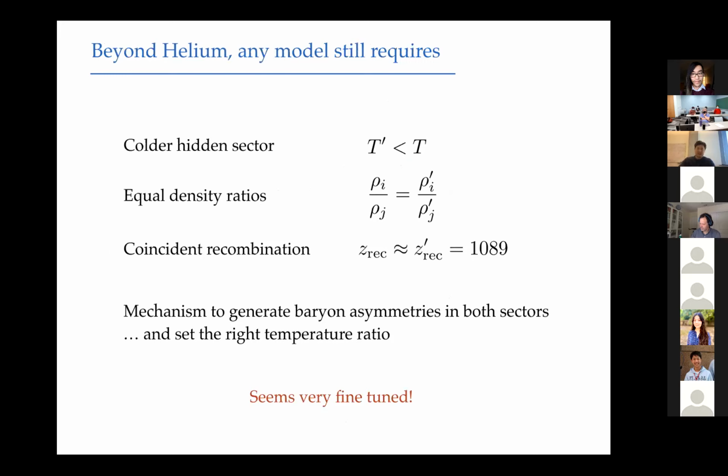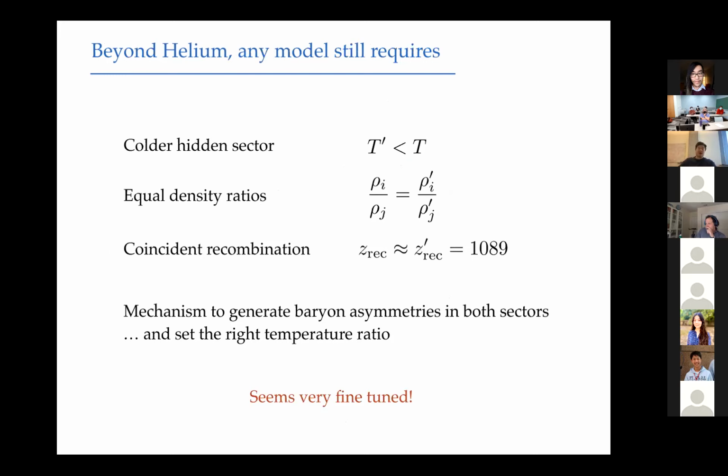But beyond the helium issue, there are just a few things that perhaps might strike us as troubling about just adding dark atoms and requiring all of these other things. So for example, we need the hidden sector to be colder, which is perhaps straightforward. It shouldn't be too hard to make sure that whatever mechanism after inflation populated both of those didn't quite put them at the same temperature.